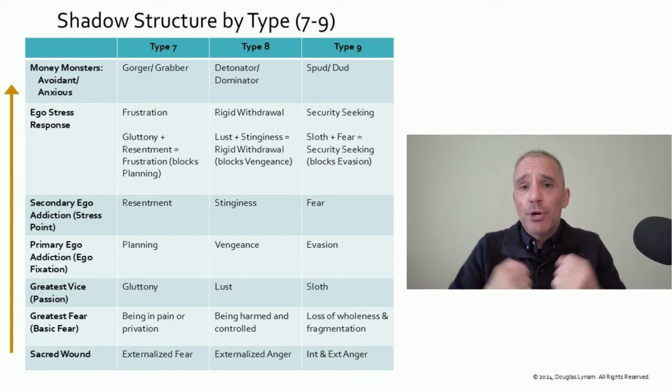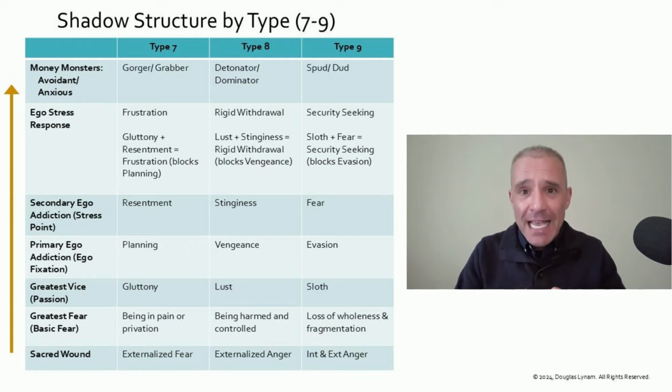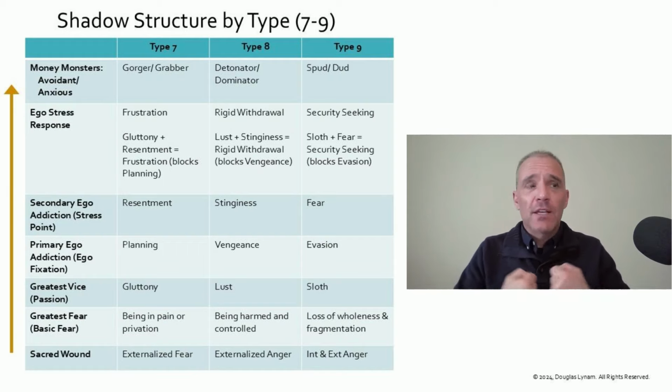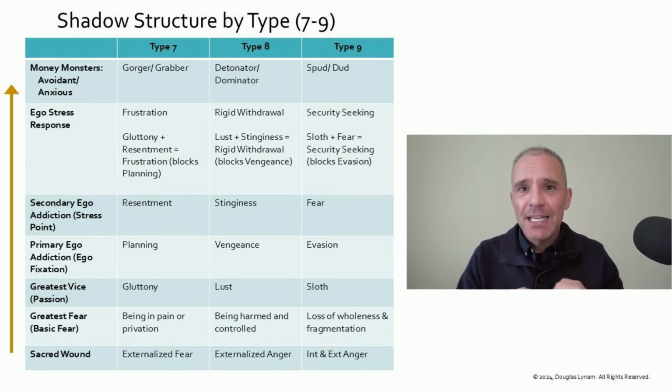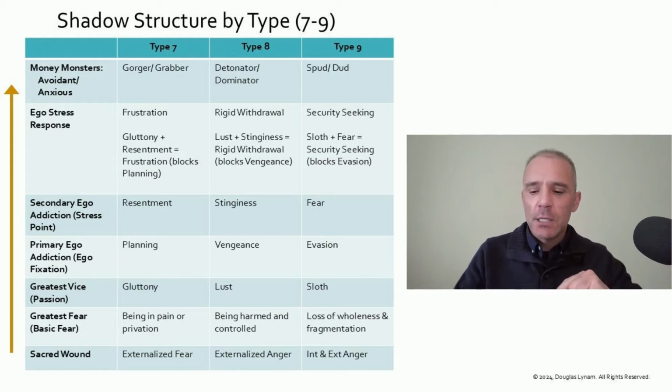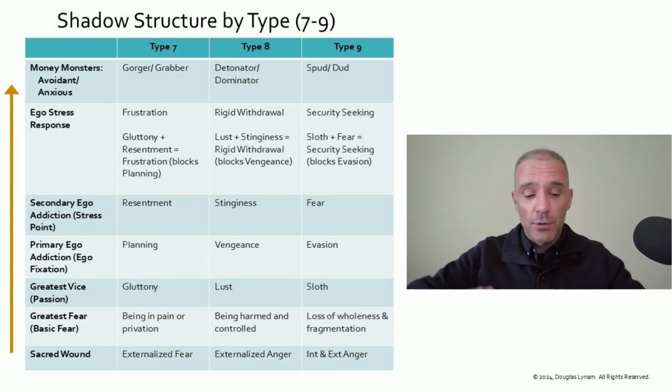And sometimes that pushback is more than even an 8 can handle. They just feel overwhelmed by their circumstances. Their desire for intensity is causing too many problems, and more intensity is just going to make things worse. So they fall back to their secondary ego addiction, which would be stinginess, looking a bit more like a type 5. And that stinginess combines with lust, which is their greatest vice, to create rigid withdrawal.